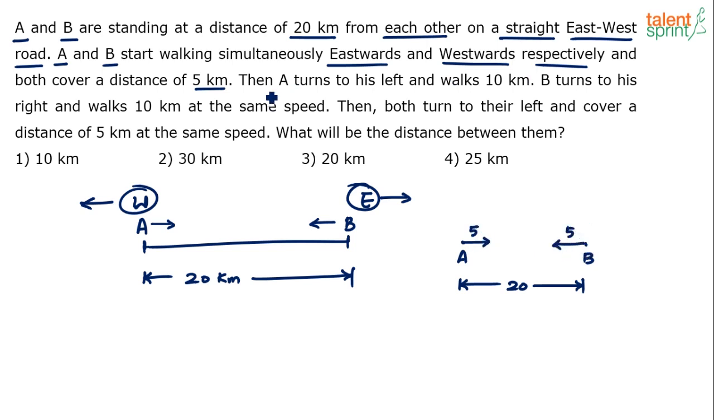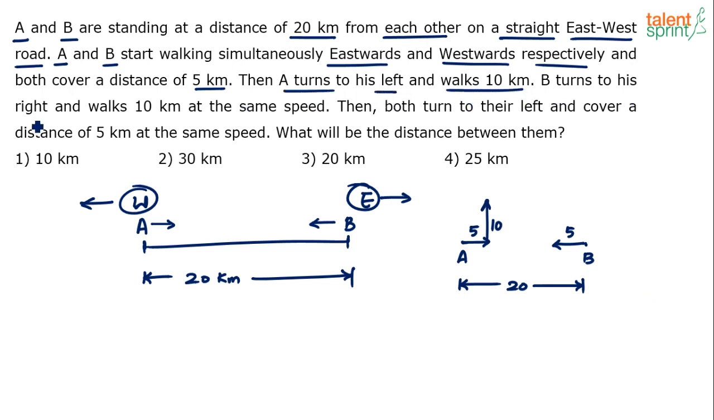Yeah. Then A turns to his left. Now look at this. A is walking towards east and he turns to his left. So when a person is facing east, left should be towards north, right? When a person is facing east, left is to be considered towards north. So A walks eastwards and then turns to his left, which means now he'll be walking towards north, and walks how much? Walks 10 kilometers. So A walks 10 kilometers after this. So A comes in this position. So this is done. A turns to his left and walks 10 kilometers.